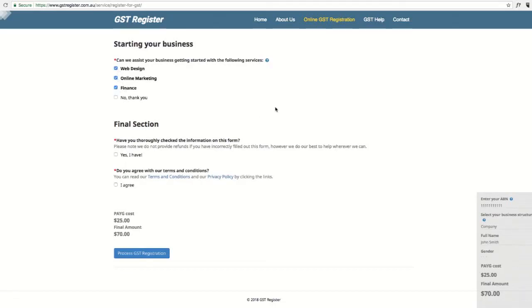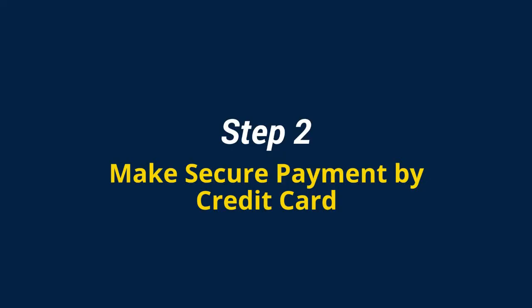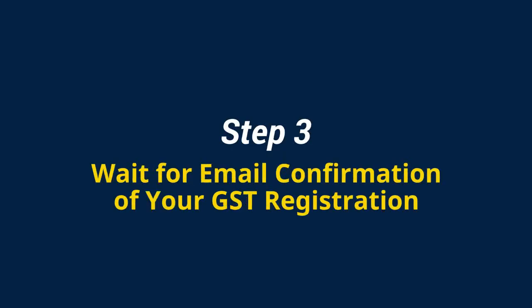Finally, make sure that you check all the information on your form, double check, make sure it's all correct, and please read the terms and conditions and privacy policy in the website and select agree once you've read them. After that, when you hit process registration, it's as simple as entering your credit card details and making the payment for the registration.